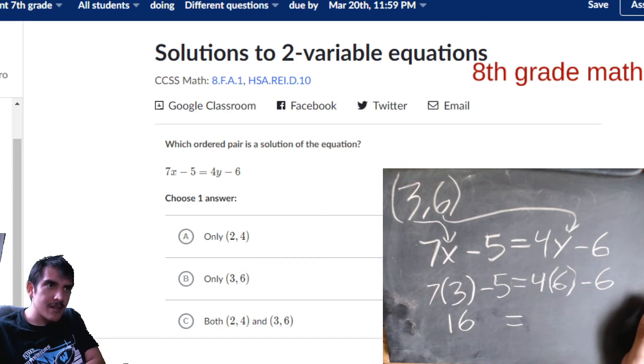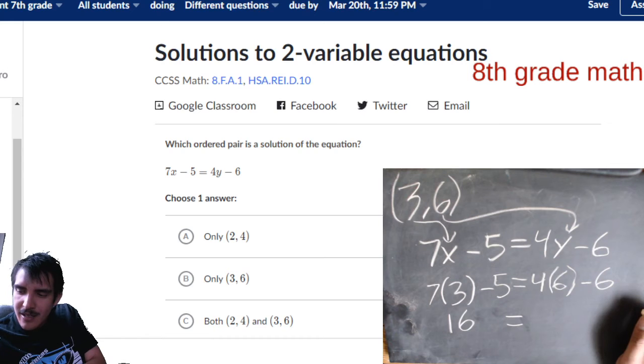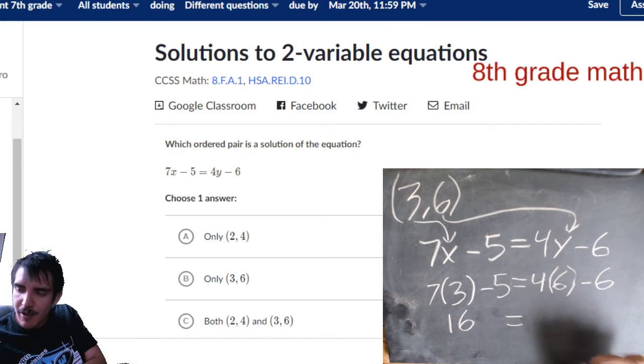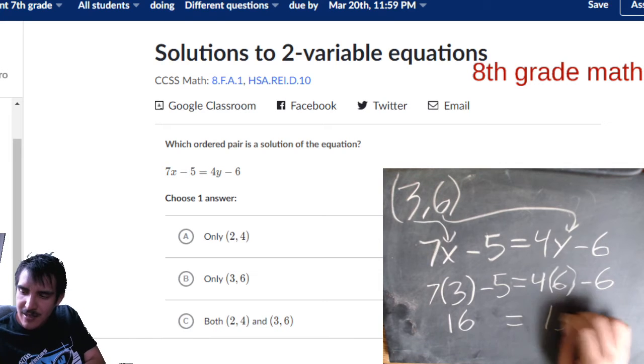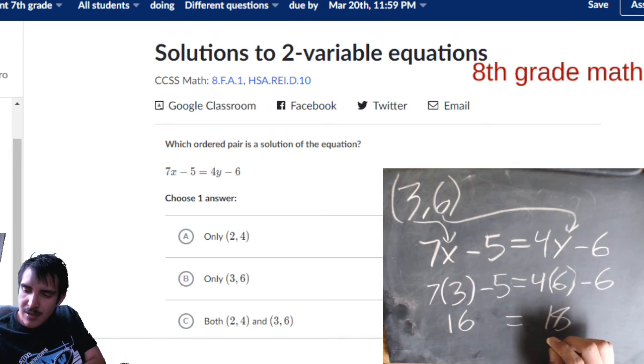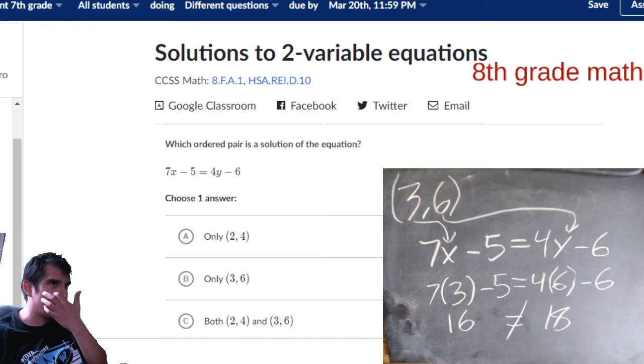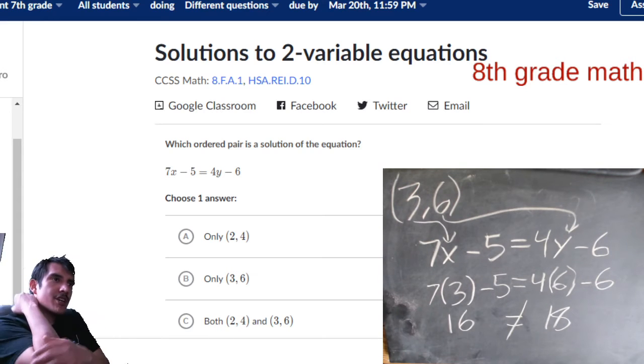Oh, man. Did I write this down correctly? Because 4 times 6 is 24, and 24 minus 6 is 18, which is not equal either. So hold on. Let me check this work real quick, just mentally.